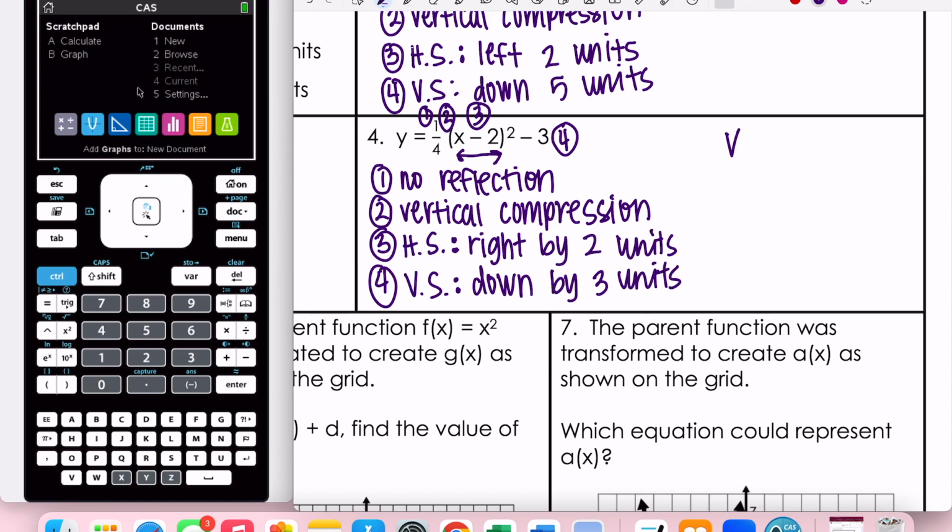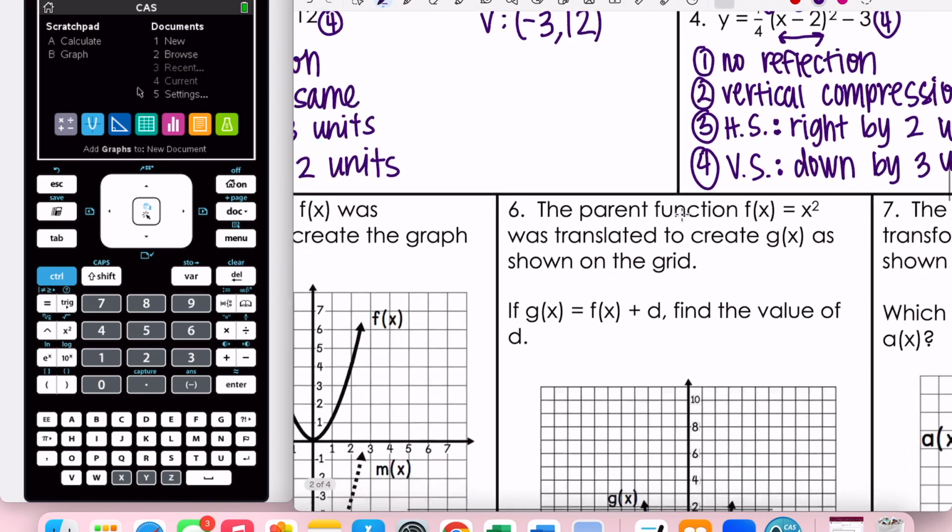Lastly, let's go ahead and find our vertex. So again, remember our vertex is h, k. First thing I want to go ahead and do is find the value of h. So I'm coming inside of the parentheses. Here, my h value, remember, is the opposite of what I see. So my h value is a +2. And the value of k is a -3. So here my vertex is 2, -3. Let's go ahead and keep moving on.